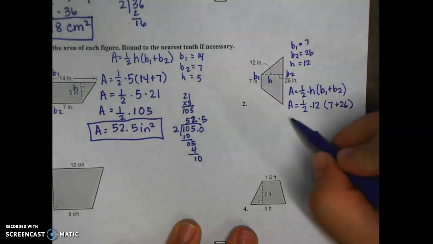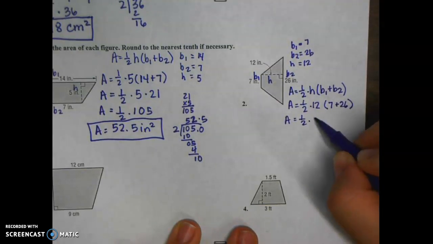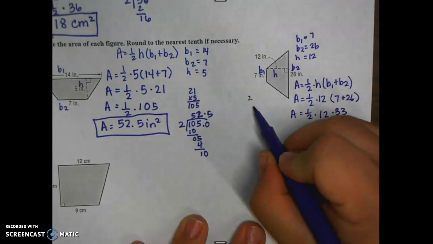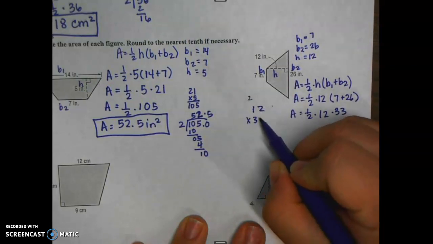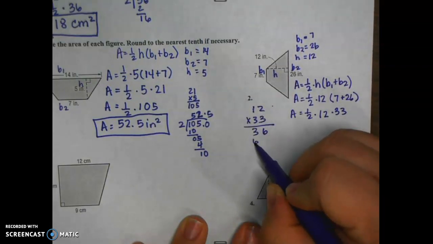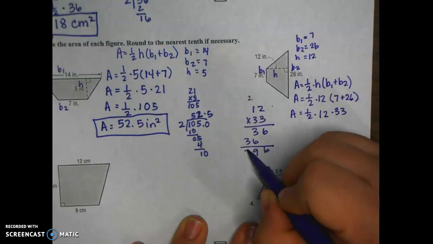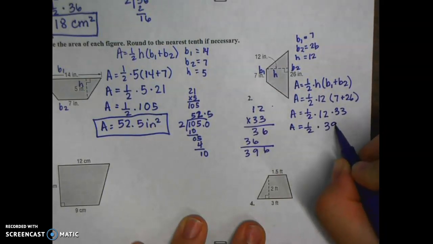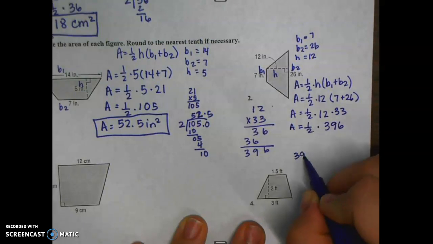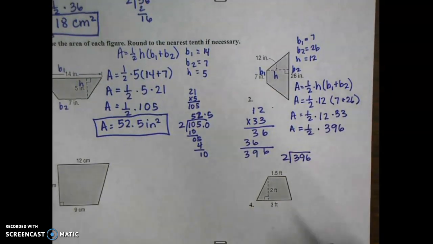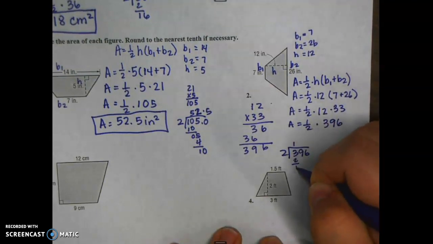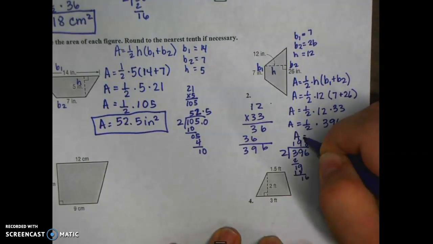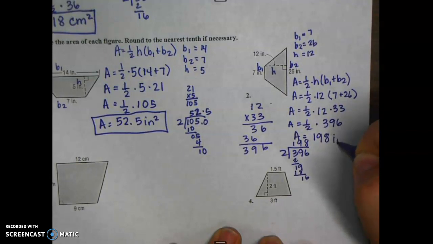Okay, so now when I add those, we have area is half times 12 times 33, and I have to do some math on the side. 12 times 33. When I add those, I get 396. So half of 396. So I had to do some more side math. So 396 divided by 2, because that's our third step. So our area is 198 inches squared.